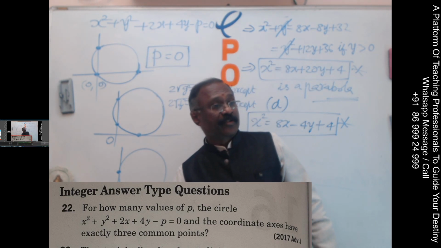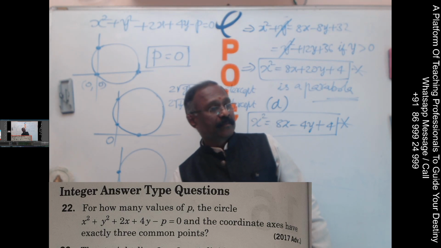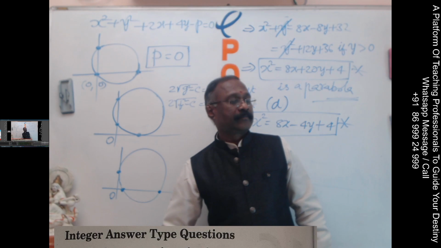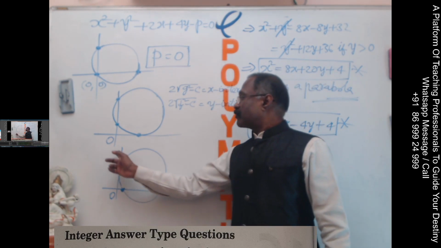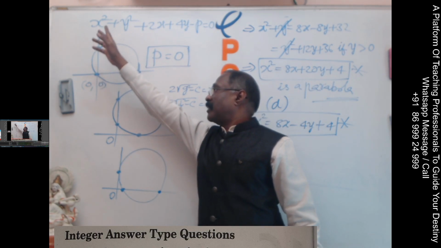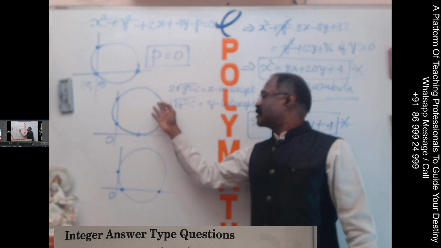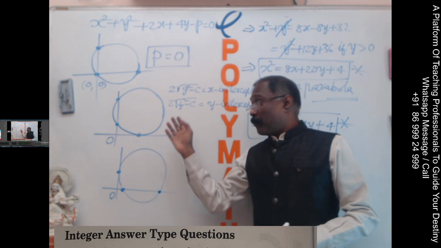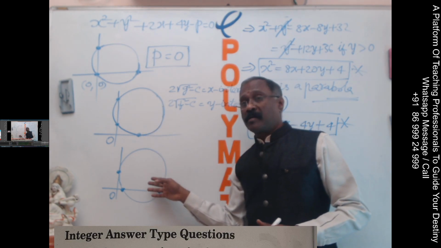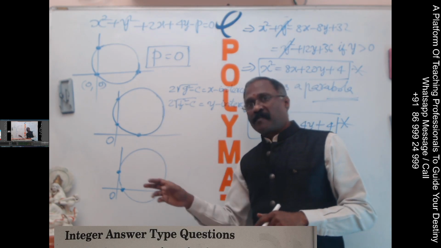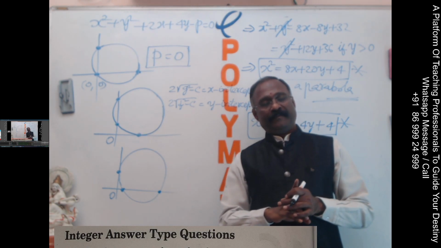Now we can leave this question because the data we have already taken. The first case is decided: p is 0. But here it is to be decided whether the second is possible, or the third is possible, or both are possible. If both are possible, this is plus 1, so there will be 3 values for p. If only one is possible, there will be 2 values for p.